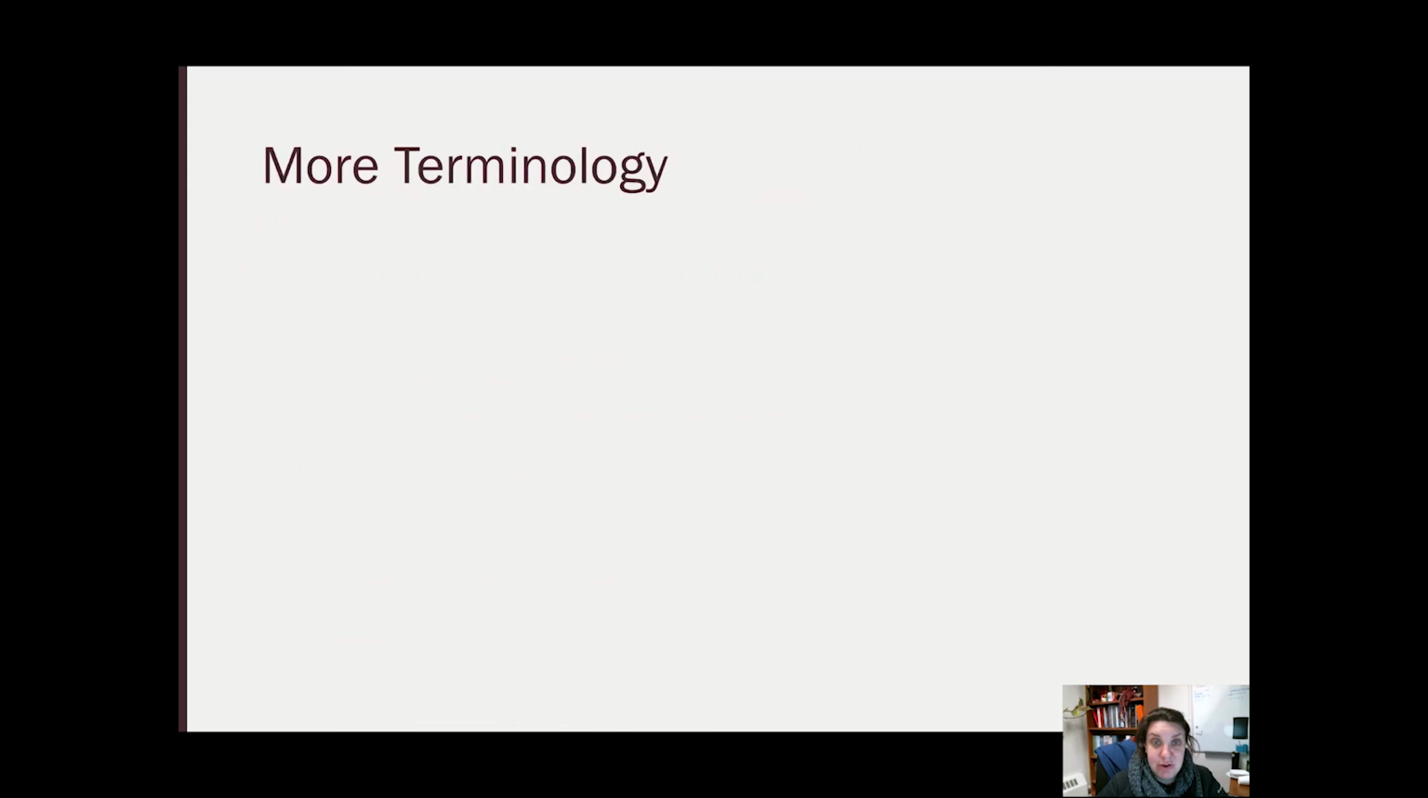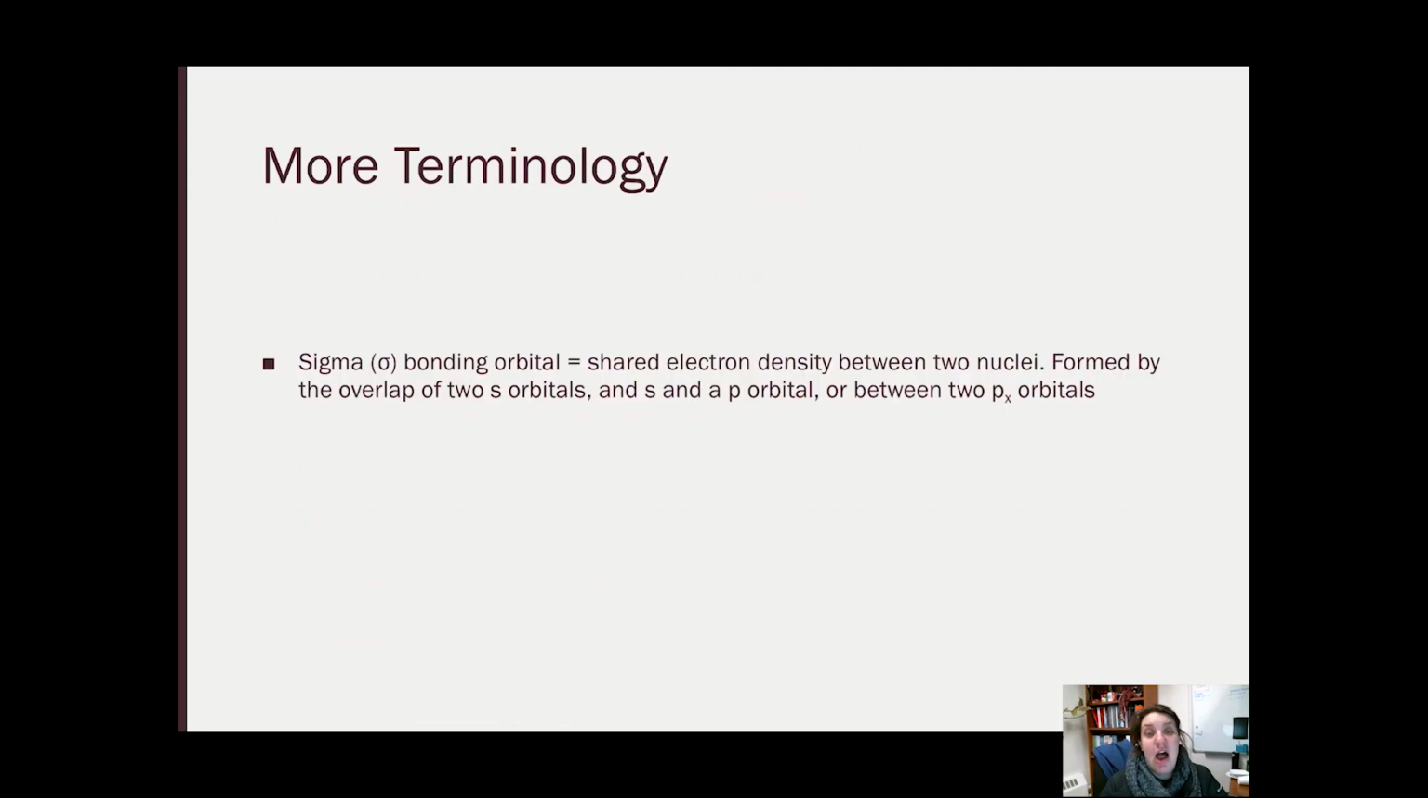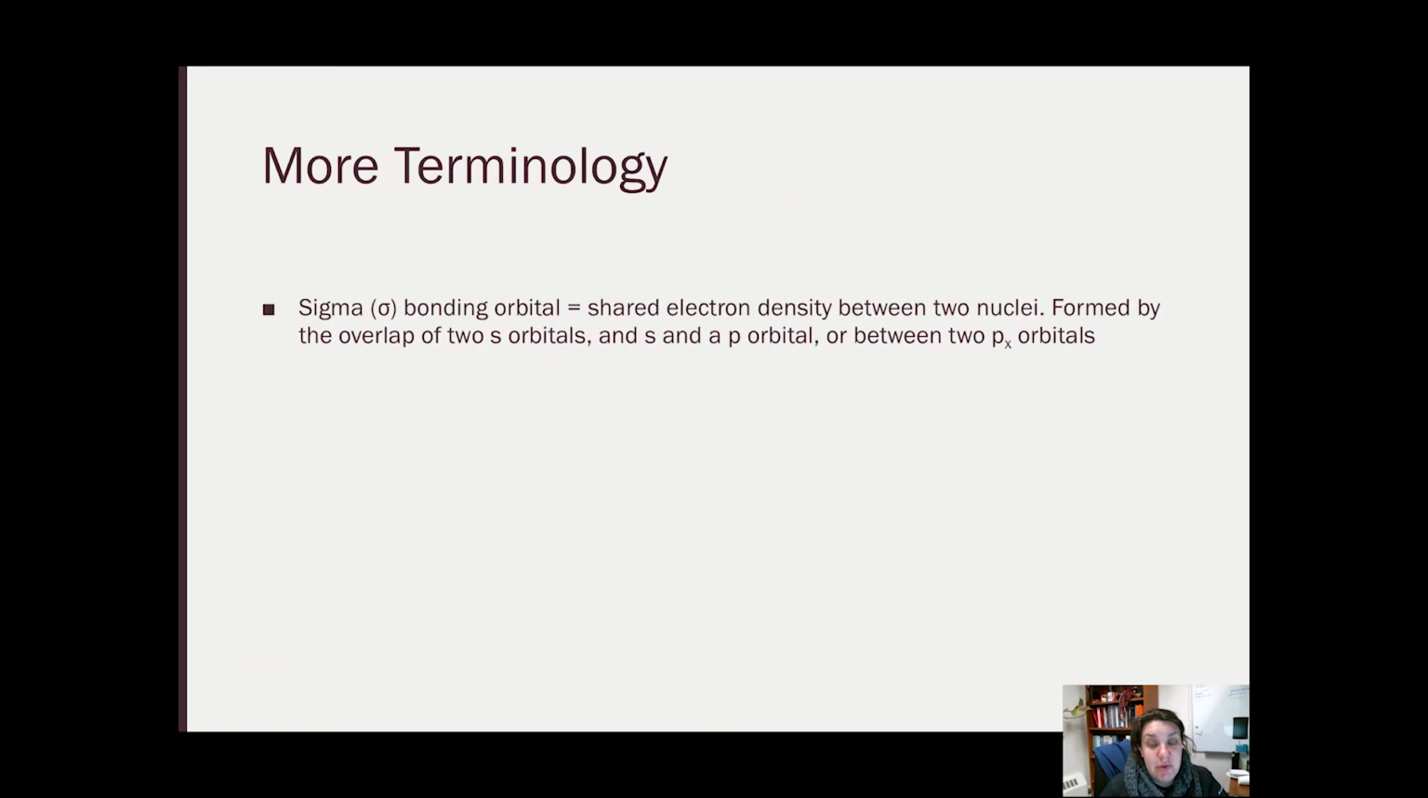Some more terminology that we're going to be looking at. We'll be talking about sigma bonding orbitals. So this is when we're sharing electron density between 2 nuclei. This will occur from the overlap of 2 s orbitals, an s and a p orbital, or between 2 p orbitals that are on the same internuclear axis. Usually we look at it as px, although sometimes you'll see it as py. I usually refer to it as px.